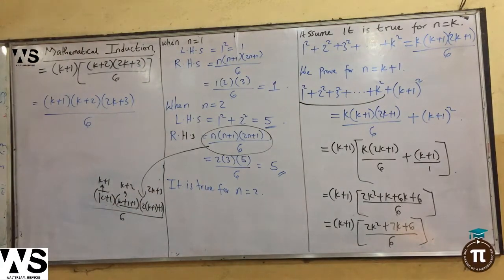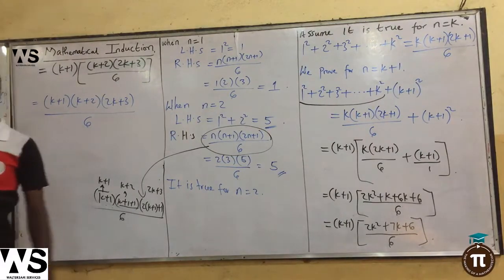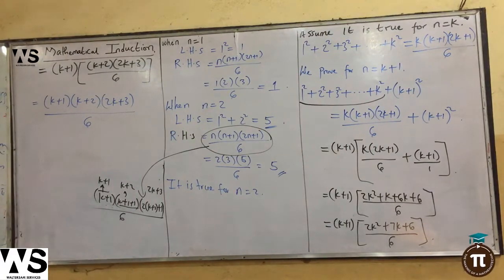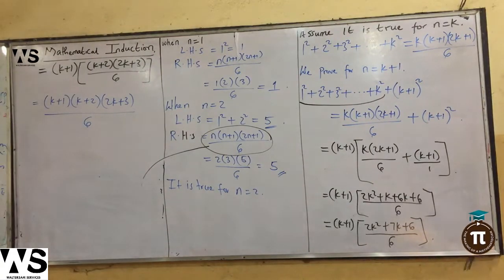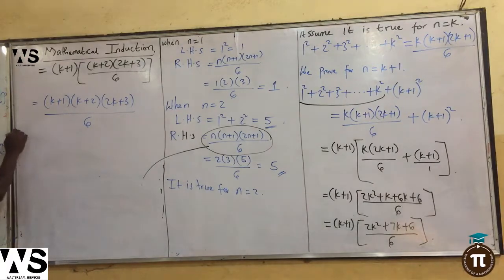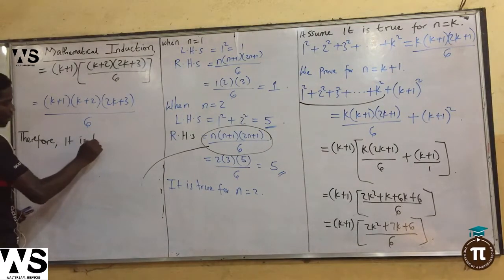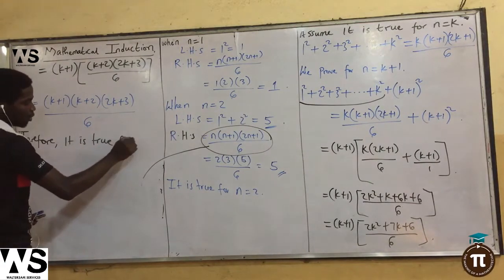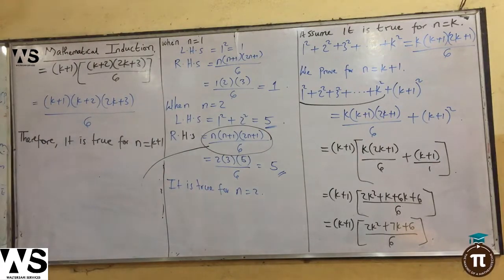We are done. Then we are done. We have, eventually, we have, therefore, it is true, right? For n equal k plus what? Do you understand? I'm done. Or else by induction.